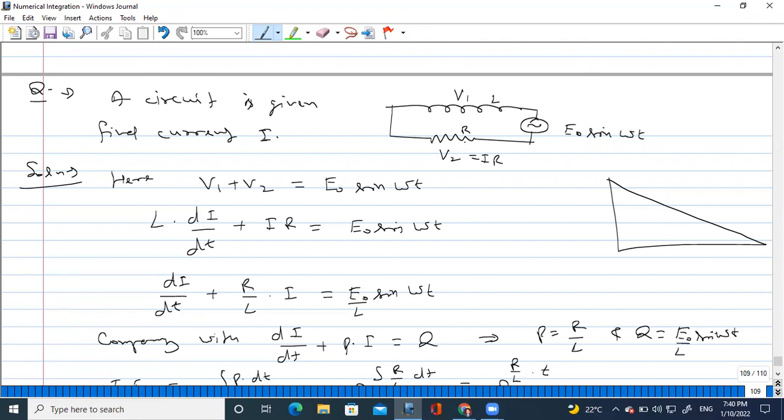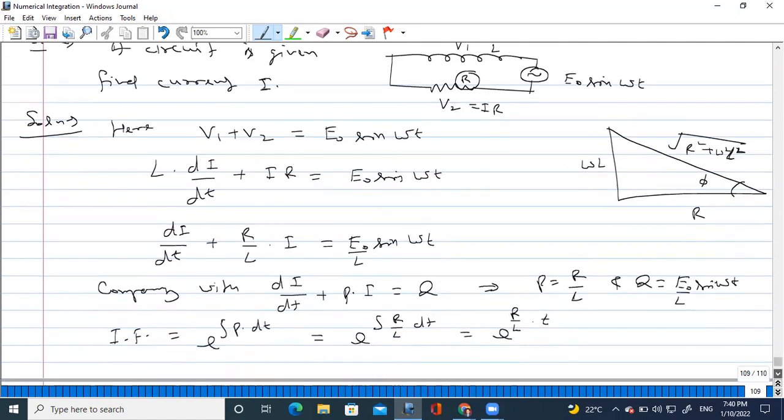It is due to that because of R, L and omega L. Suppose this is R and this is omega L. So they will make an angle phi here. So this value will be the square root of R square plus omega square L square. So this is the relation between them.